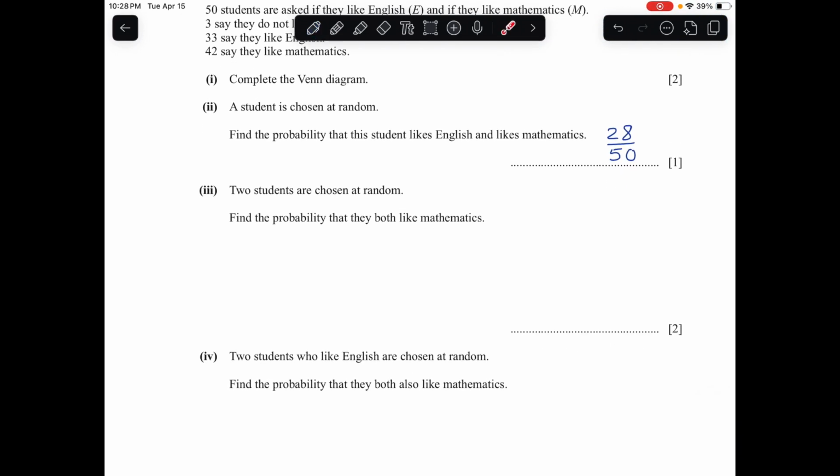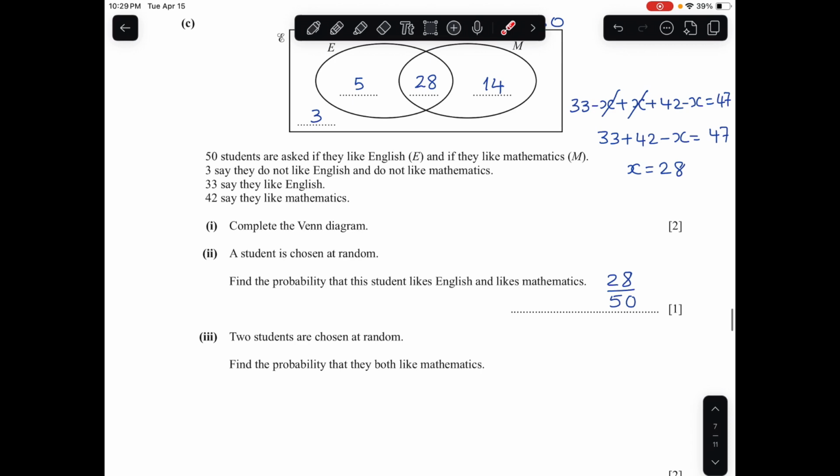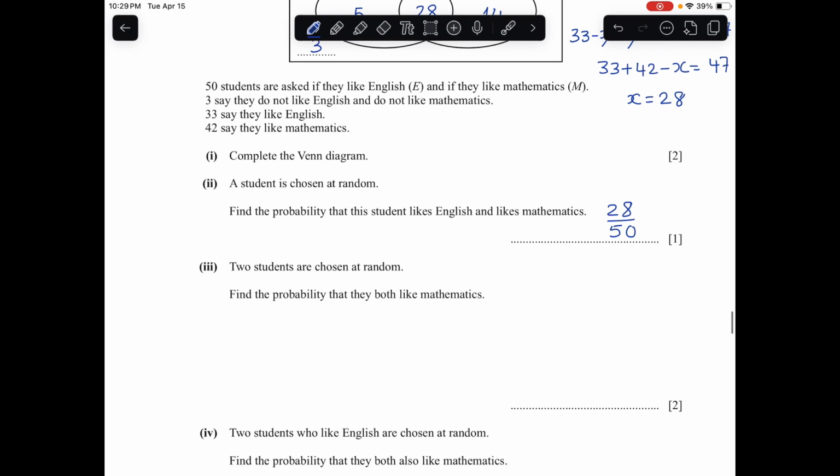Part 3. 2 students are chosen at random. Find the probability that they both like maths. So we know that they both like maths. So this is 14. Yeah. 14 plus 28. They didn't say only maths. If they say only maths, you would have taken only 14. They say maths. So you're going to add all of them. So that's 42. So the first student is going to be 42 out of 50.